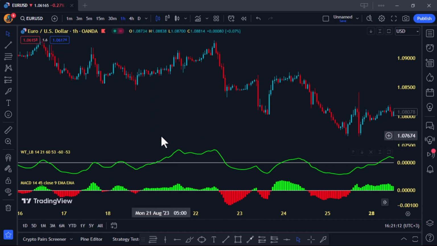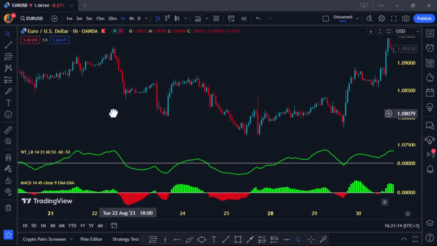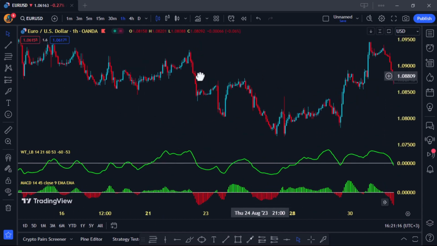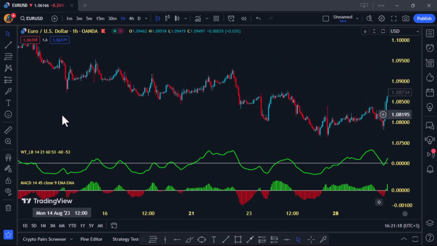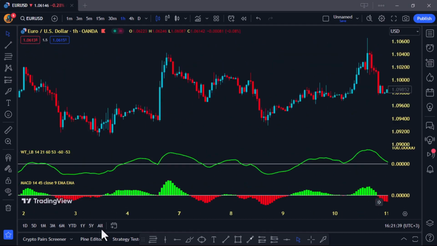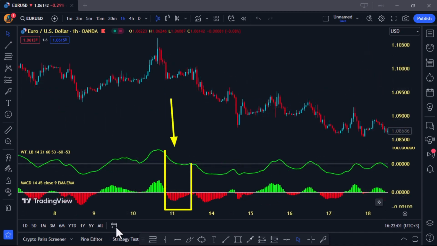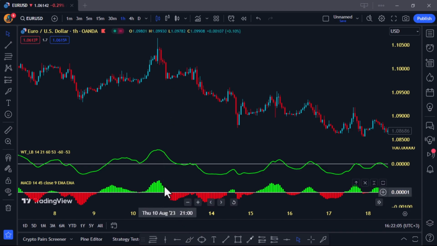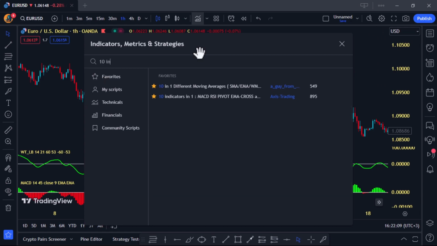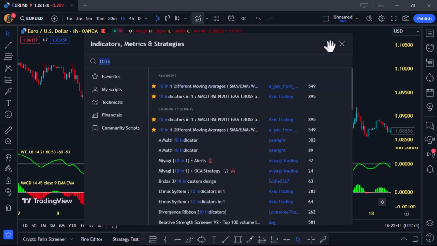So with the MACD, when you see green, it's a buy signal, and when it turns red, it's a sell signal. In our case, when we had a sell signal, it was filtered out correctly because the MACD indicator didn't have a histogram color in our favor. Now, in the next example, we got another sell signal, but this time it was backed up by a red MACD histogram. The next indicator you want to use is called 10-in-1 different moving averages.